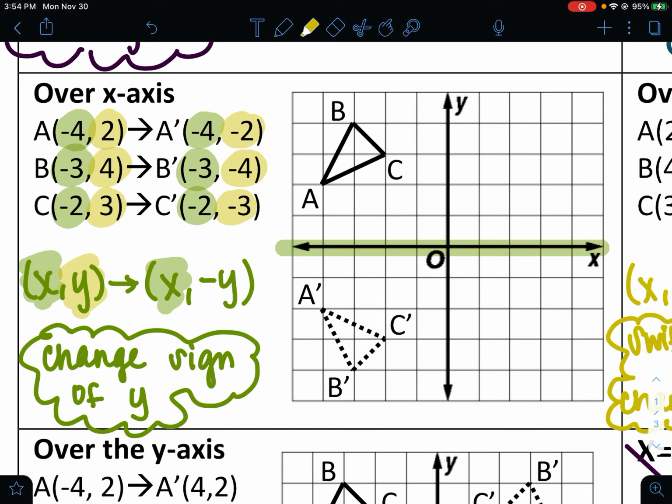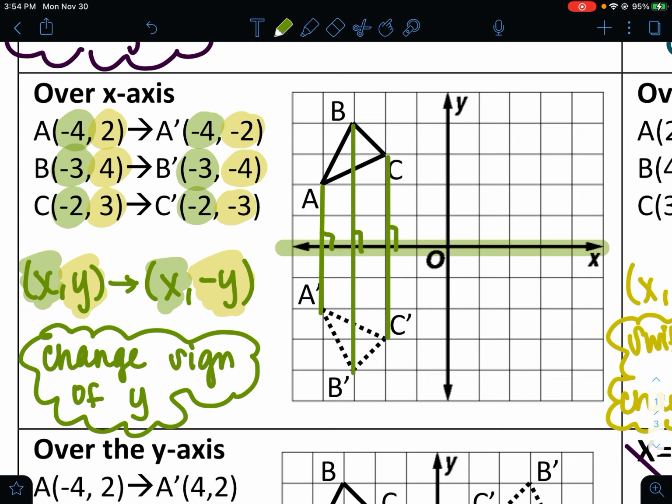So as you can see, these stay in the same spot, but the y sign changes. So change the sign of y. I wrote that in a little cloud down there. And then if you look over here, let's connect the points and see what happens. A to A prime, that's perpendicular. The line from B to B prime, that's perpendicular. And the line from C to C prime, that's also perpendicular.